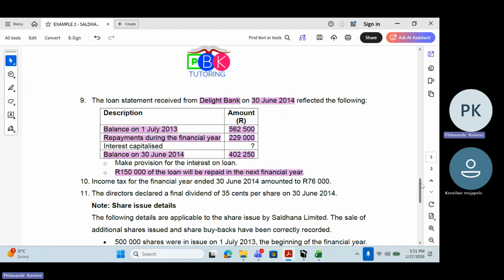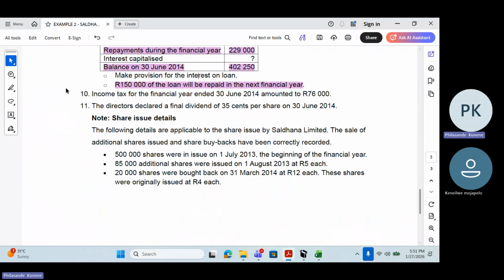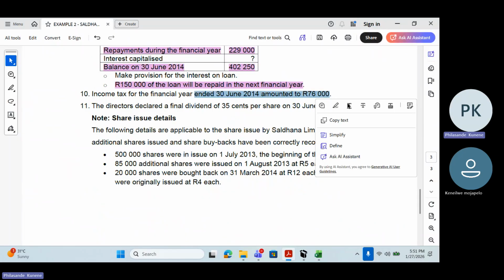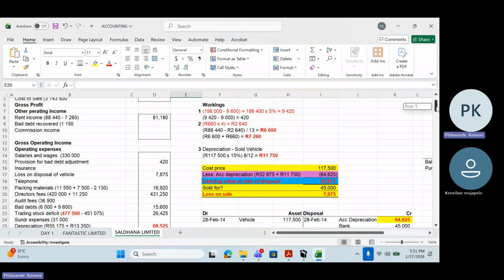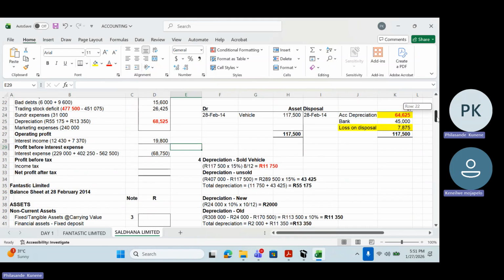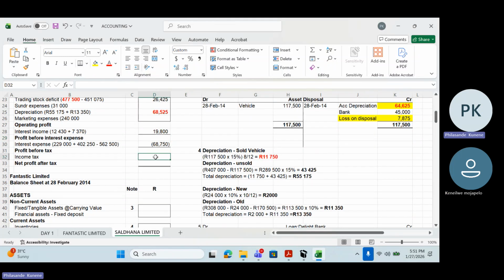Then now, we move on to number 10. Income tax for the financial year ended 30 June 2014 amounted to 76,000 rands. So they're just giving us the income tax amount. So where are we going to record this one? 76,000. It's going to be here, right? Yeah, 76,000 is the income tax expense.